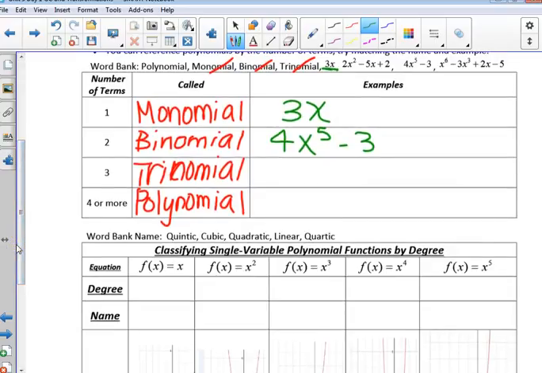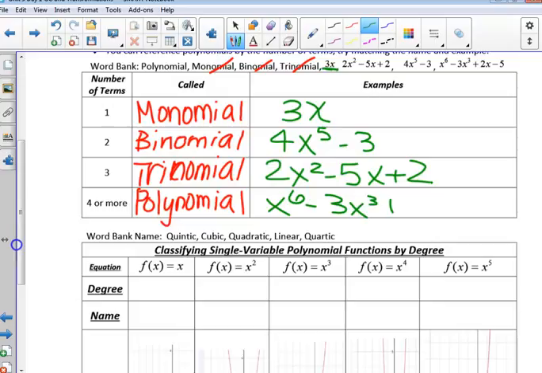Trinomial would be 3 terms, so it would be the 2x. Excellent, Olivia. That one. And then the last one, polynomial, 4 or more terms. X to the 6th minus 3x to the 3rd plus 2x minus 5. Any questions on that? That should be quite simple, but anything that's weird, doesn't make sense?